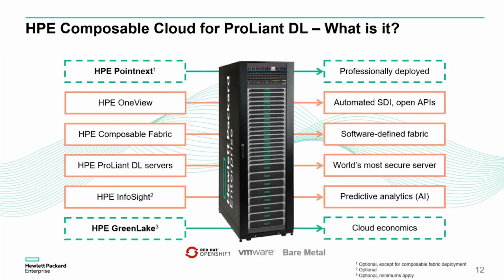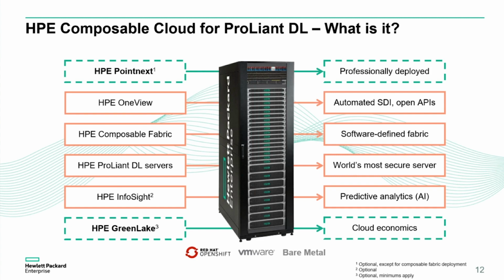So here's a quick picture here. I've kind of covered some of this as well. I'll get into how you buy this in a minute. There are some optional components. There are deployment services you can get from HPE PointNext, but those are optional, with the exception of a basic service to set up the new Composable Fabric. As I said, this is really the combination of OneView, the Composable Fabric, and standard ProLiant DL servers.